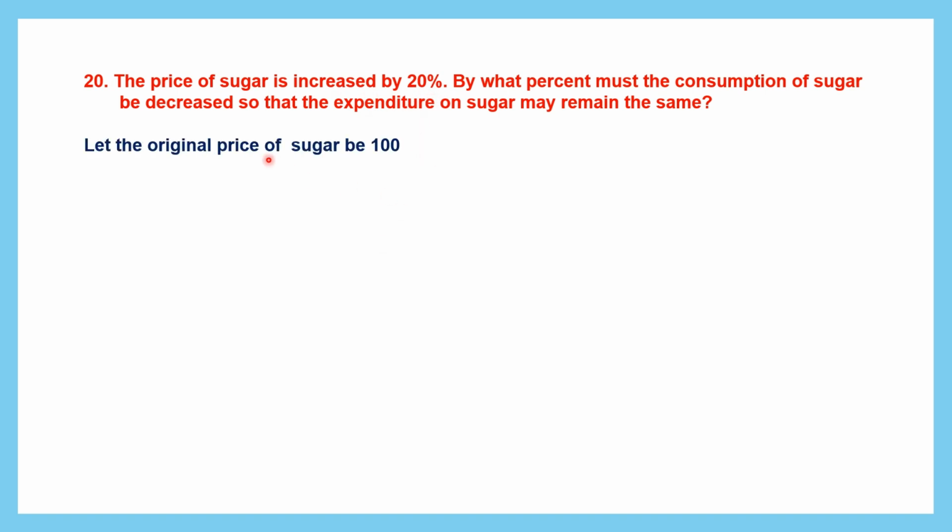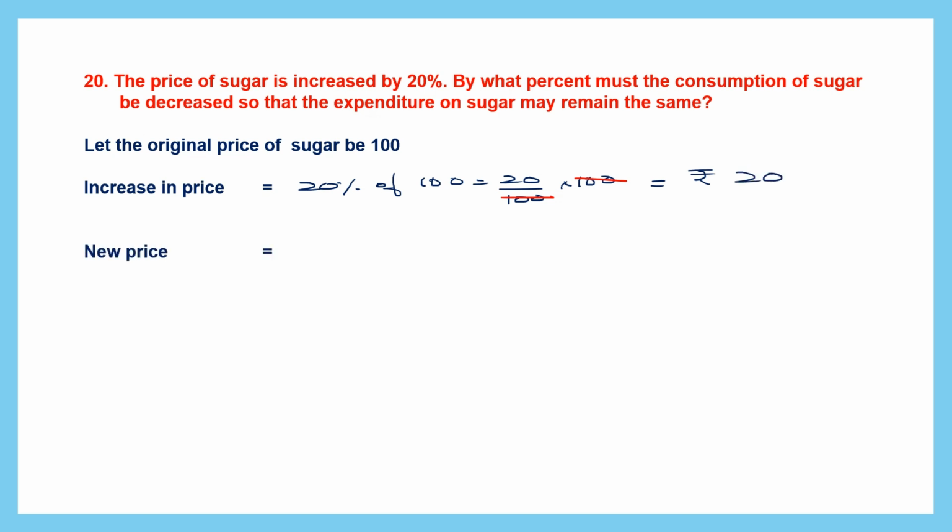So let's begin by saying let the original price of sugar be 100. So the increase in price is 20%. So let's find the increase in price, that is 20% of 100 rupees. So that is 20 by 100 into 100. We cancel the hundreds here and what we have is only 20. That means the increase in price is 20 rupees. So the new price is the original price, which is 100 rupees, plus the increase in price, which is 20 rupees. So now totally the new price is 120 rupees.